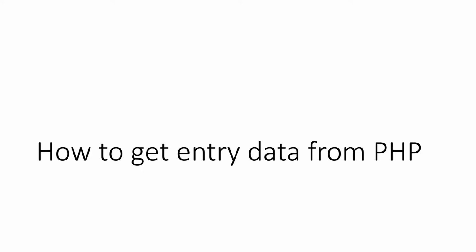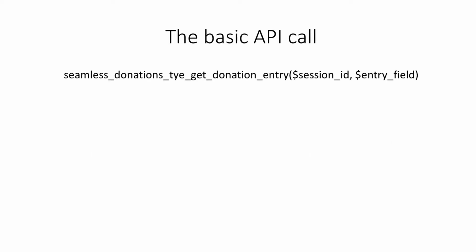So for those of you who are programmers, now remember, you don't need to be a programmer to do this. You can just use the shortcode, but if you want to get at the equivalent data from the shortcode, there is a function that you can use. It's a simple API call, seamless_donations_tye, for thank you enhanced, get donation entry. We know what a session ID is, and we know what an entry field is. All you do is pass it the current session ID, which is that long number, and an entry field like last name or first name, and it executes.